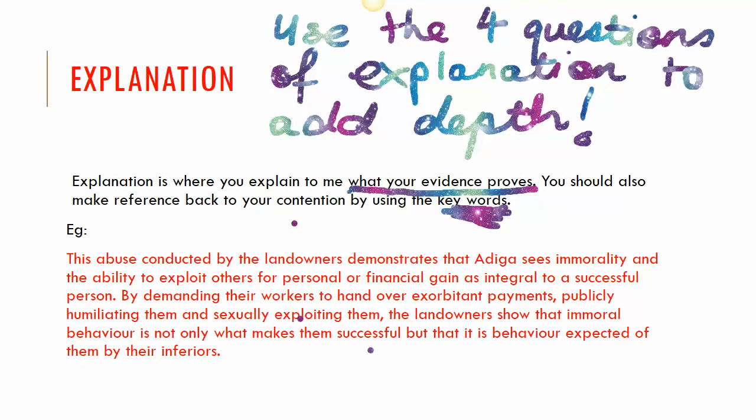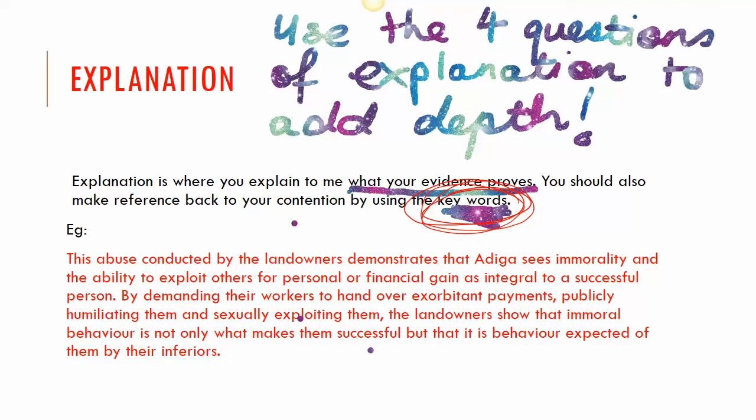Now what I've got is my explanation. My explanation is the most important bit in the paragraph, because it's where your points come from. Any monkey can recite a quote or tell me about something that happened in a film or in a book, in this case. But not everyone can actually tell me the significance of the events in a text. And that's what you do in your explanation. So your explanation is where you explain to me what your evidence proves. You should also make reference back to the contention using your keywords.